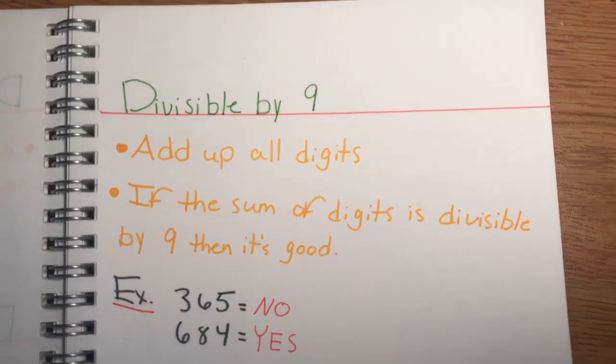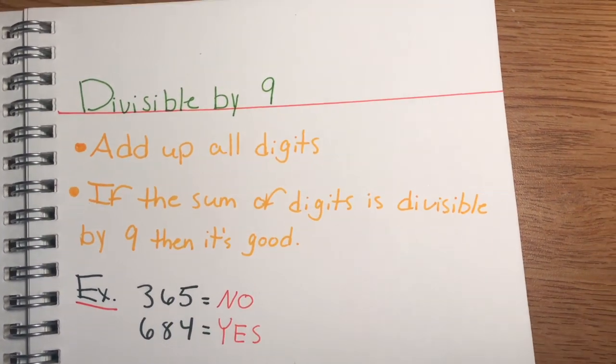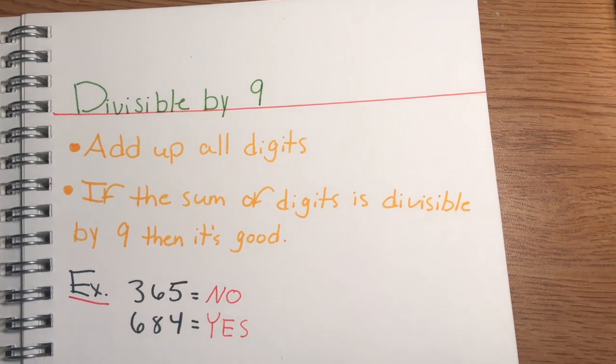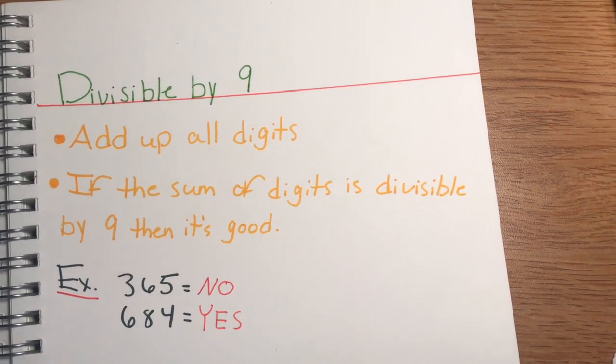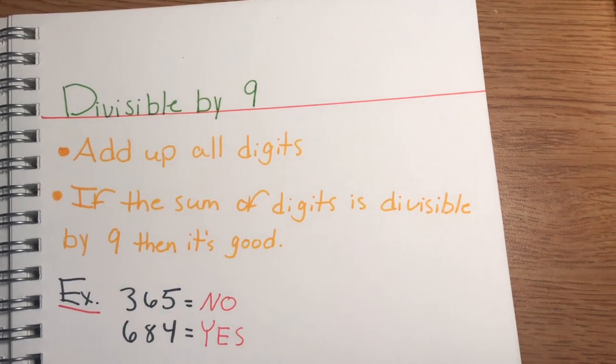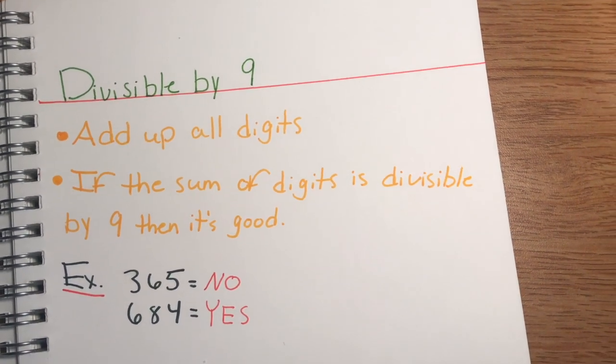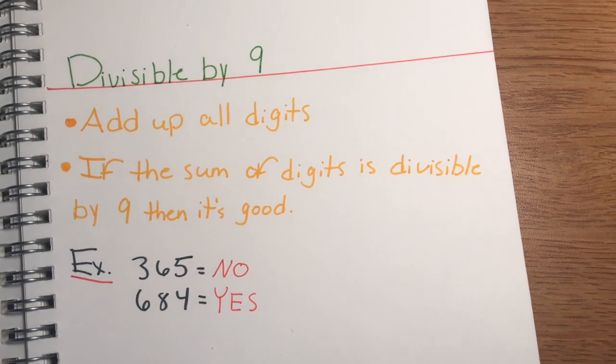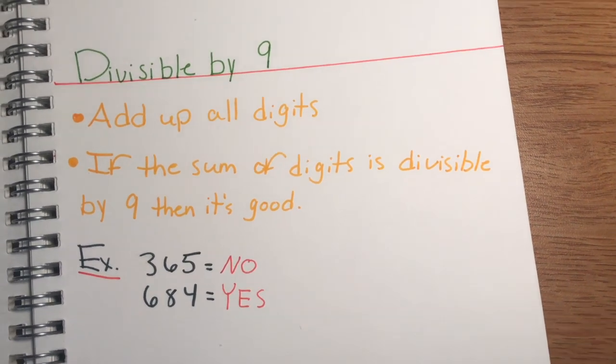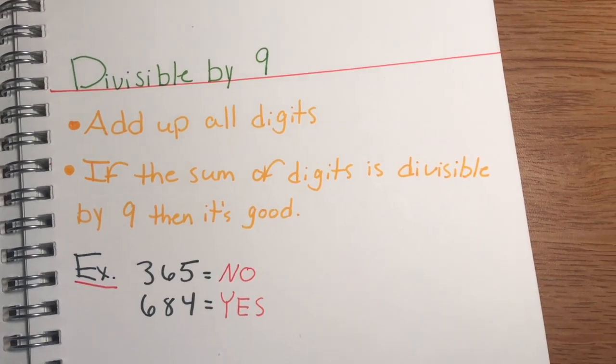Divisible by 9. Add up all digits. If the sum of digits is divisible by 9, then it's good. For example, 365. 3 plus 6 plus 5 equals 14, so it does not work. 684 does work because 6 plus 8 plus 4 equals 18, and that is divisible by 9.